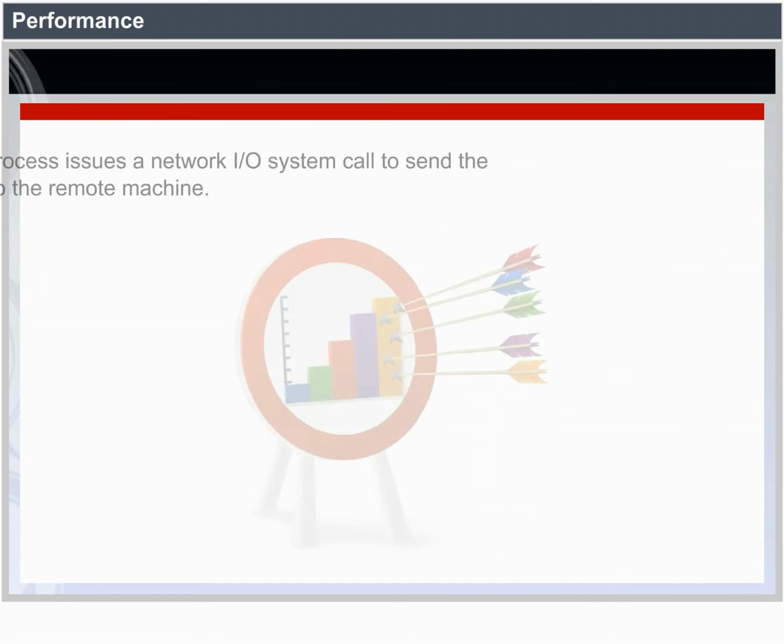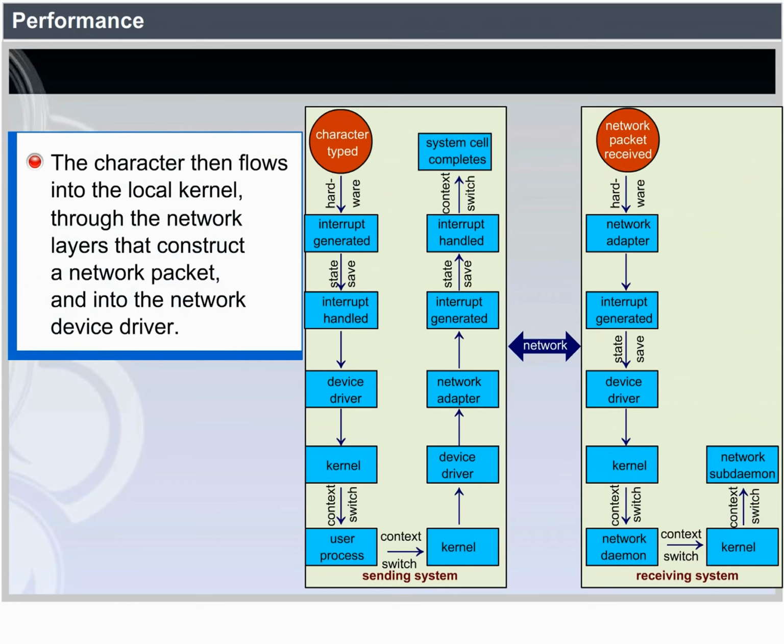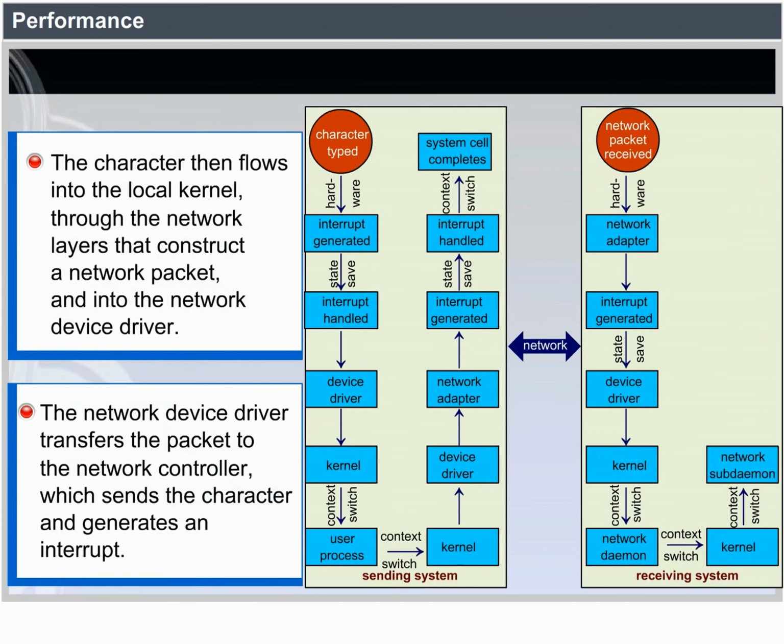The character then flows into the local kernel through the network layers that construct a network packet and into the network device driver. The network device driver transfers the packet to the network controller, which sends the character and generates an interrupt. The interrupt is passed back up through the kernel to cause the network input-output system call to complete.